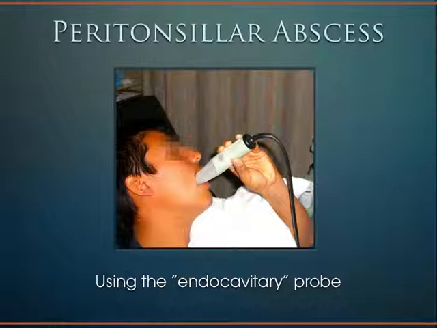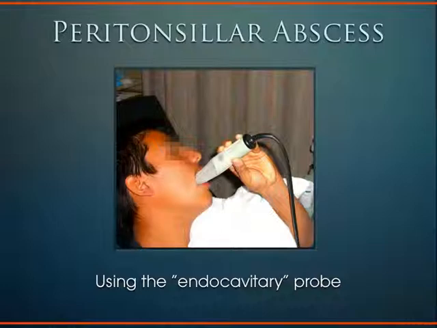Another place you can get abscesses in the head and neck area is near the tonsil. When you have an abscess adjacent to the tonsil, we call that a peritonsillar abscess. On physical exam, you open the patient's mouth, you look in the back of the throat, and you sometimes see a deviated uvula, though sometimes you do not. Sometimes you just see a big swollen throat.